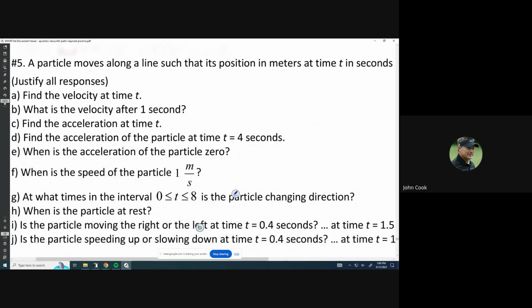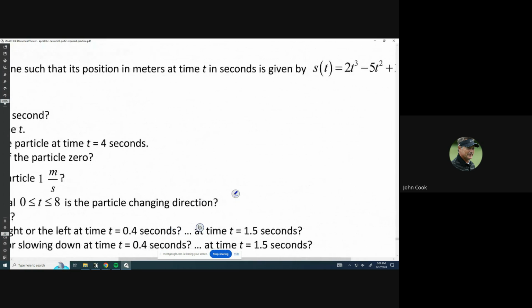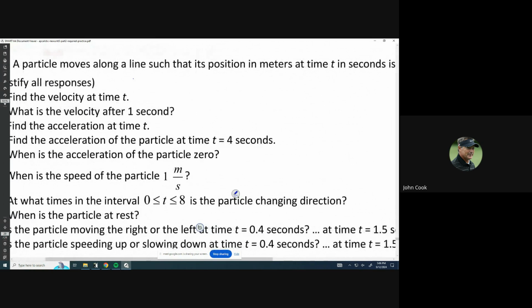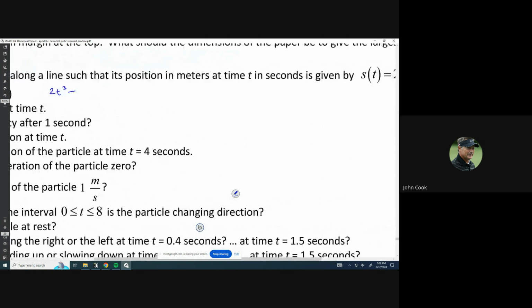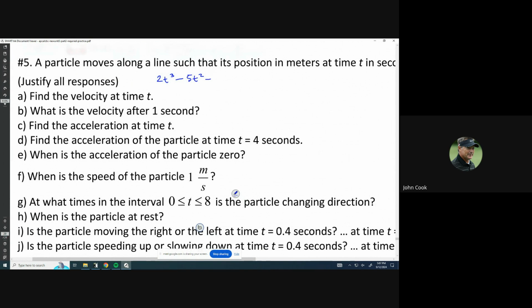Let's zoom in so we have a little bit of space here. The function was 2t to the third minus 5t squared plus 2t. There's our position function, s of t. Velocity is equal to the derivative of position, and this is justifying my answer. If I take the derivative of the function, that gives me the velocity function. Using the power rule straight across, I get 6t to the second power minus 10t plus 2.